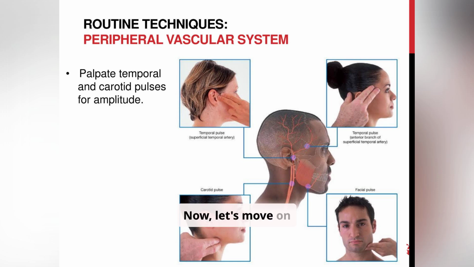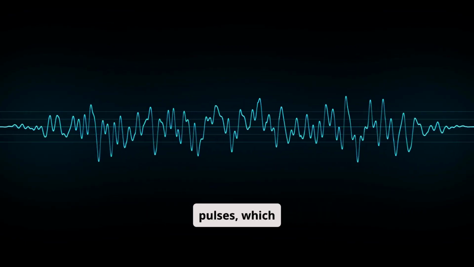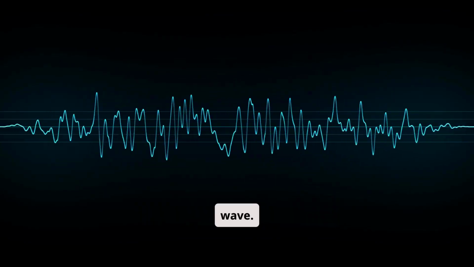Now, let's move on to the peripheral vascular system. We'll start by palpating the temporal and carotid pulses. Remember to assess the amplitude of these pulses, which reflects the strength of the pulse wave.